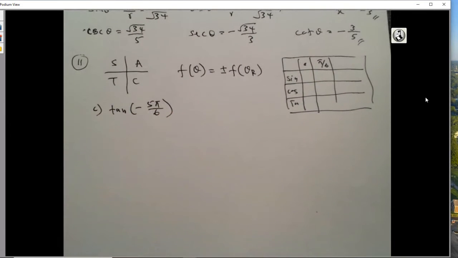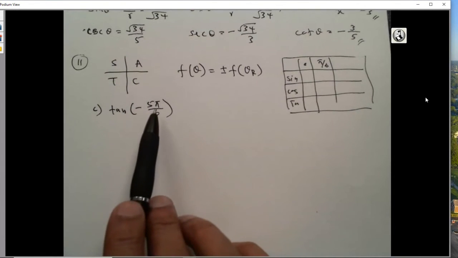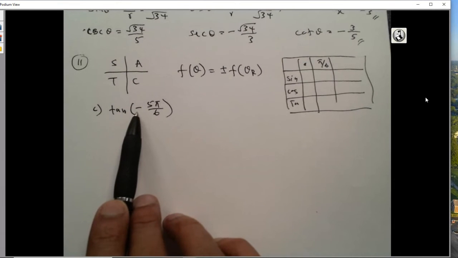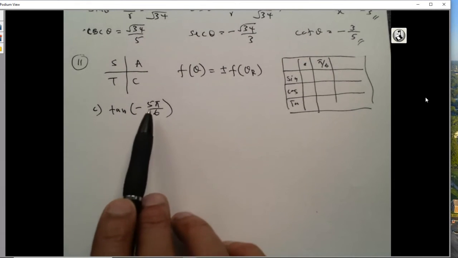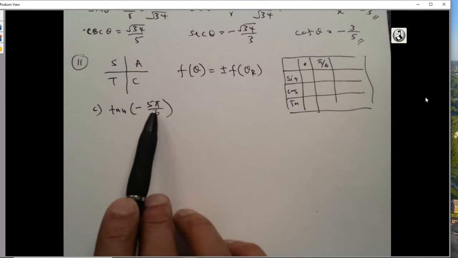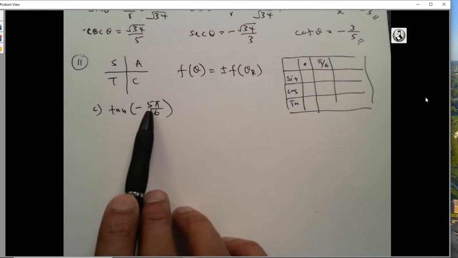Can someone tell me where this angle is? What quadrant? -5 pi over 6. What quadrant? Yes, you're right. It's 3rd quadrant. Why? If you have 6 over 6, that means pi, but negative means what? Clockwise. If you have pi, it is exactly on the line, but it's like 5, that means not even covered.